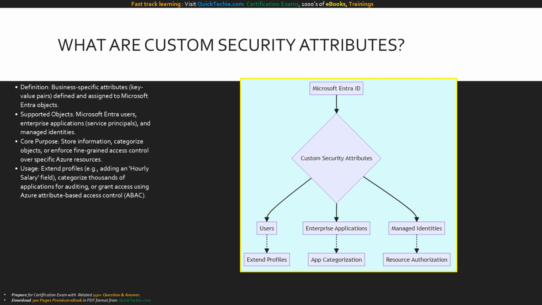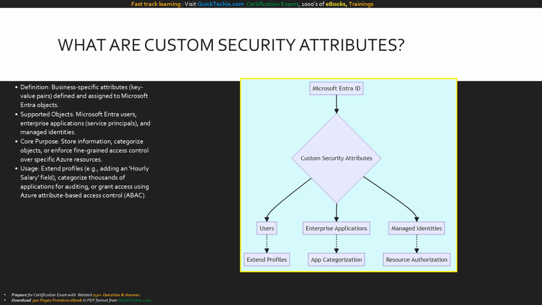Looking at this diagram, you can see how Microsoft Entra ID sits at the top, acting as the foundation. From there, custom security attributes flow down and can be attached to three primary types of identity objects: users, enterprise applications, and managed identities. Notice the dotted lines extending from each object. These represent the real-world outcomes. For users, these attributes extend their profiles with rich, business-specific data. For enterprise applications, they allow for deep app categorization and filtering. And for managed identities, they drive resource authorization.